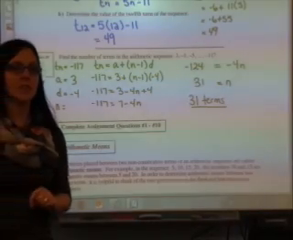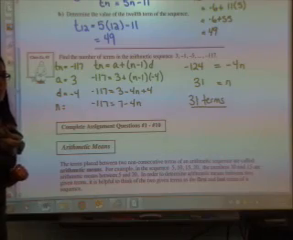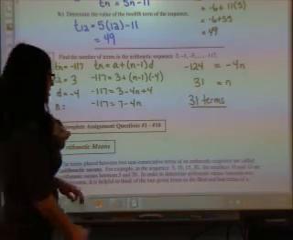Is this an infinite sequence or a finite sequence? Why is it finite? Because it has an ending. Because it comes to an end.